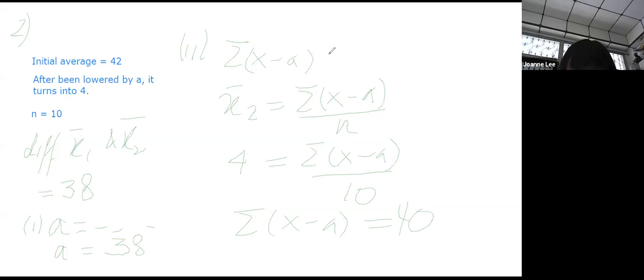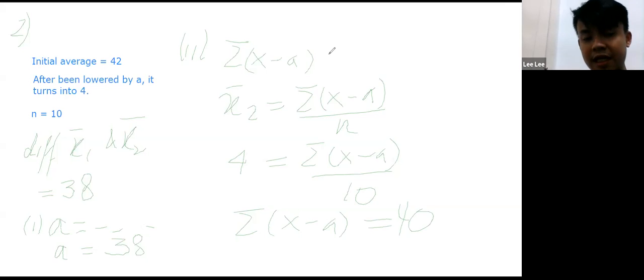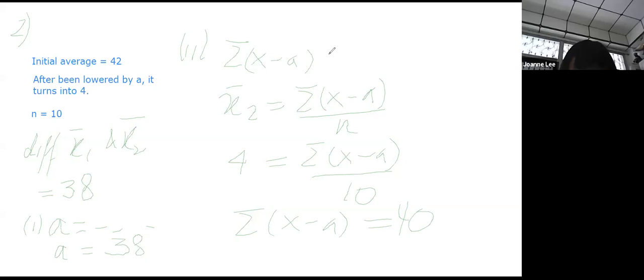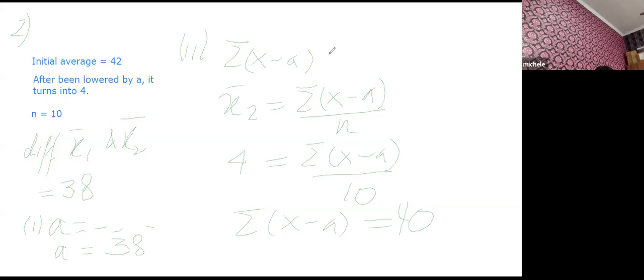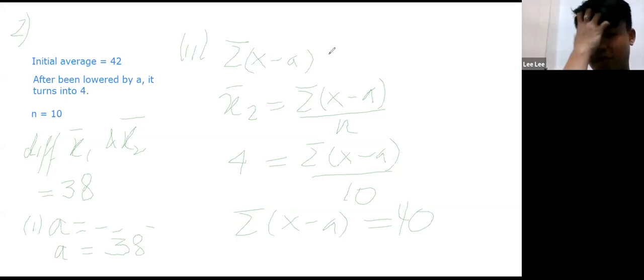So the 40 is from where? The 40 is 4 times 10. The second x bar now is only left with 4. Any question again? We want to find the A, right? So the A is just 42 minus 4, which is 38. The A is 38 because the difference is only 38.